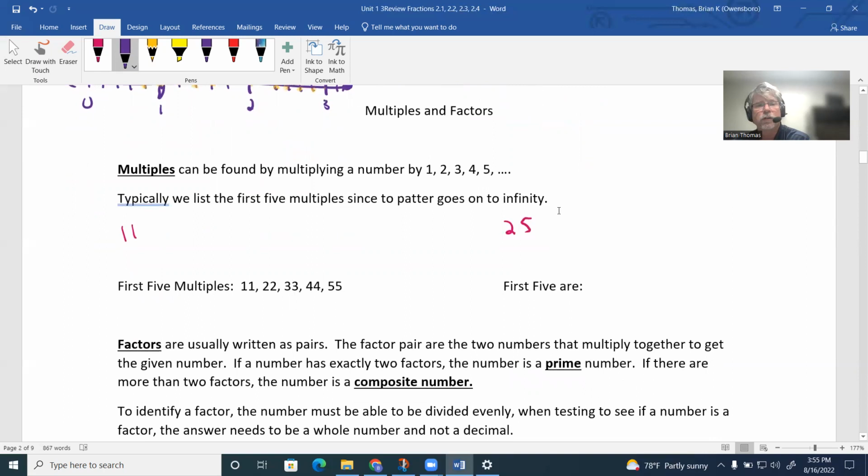Another thing we're going to get into is what we call multiples and factors. Multiples can be found by multiplying a number by 1, 2, 3, 4, 5, and so forth. So typically we list the first 5 multiples.